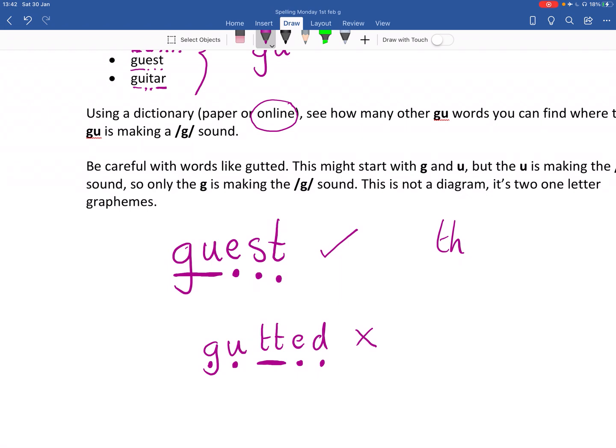So find words with G and a U with a g sound at the beginning where the U isn't being used to make an a sound like it is in gutted. Just write a list and send us the list in. You can do it in your homework book, or if you're running out of space but you've got space in your orange spelling book, you could use your orange spelling book. It wouldn't be the end of the world. Okay, any questions? Let us know.